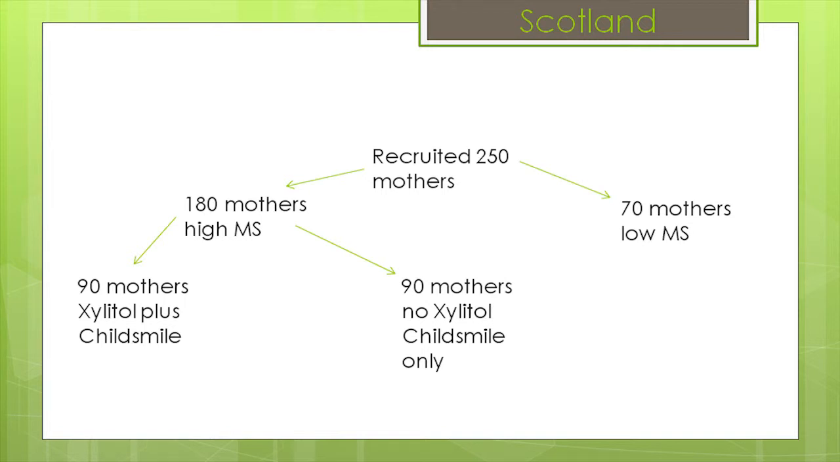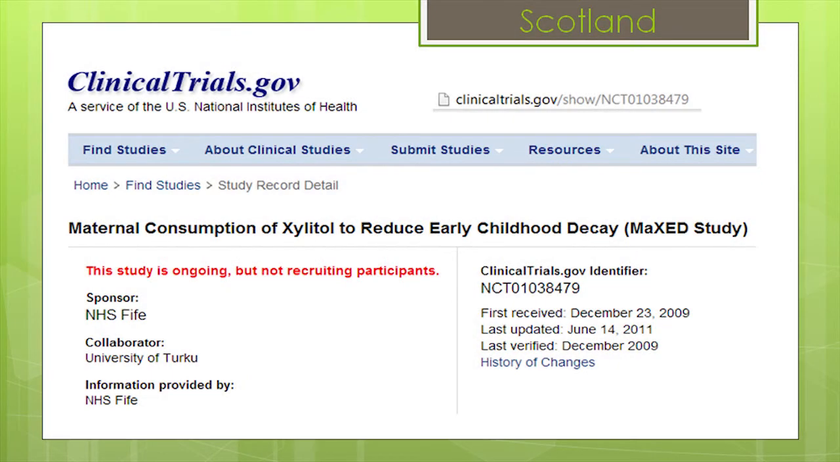And for those of you who are interested, it is registered on clinicaltrials.gov. If you look up maternal consumption of xylitol to reduce early childhood dental decay, you will find it, and that gives you the whole protocol. And then we tested the mutans streptococci levels of the children, age 2.